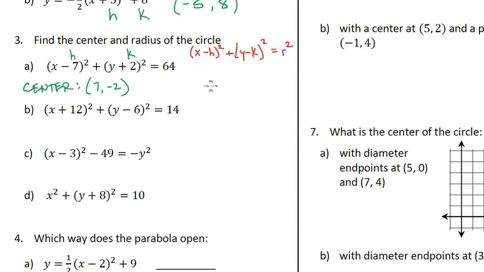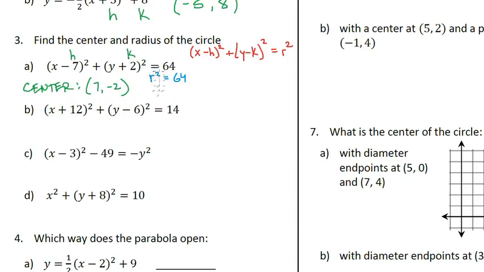And then the last question is, what's our radius? Well, if you take a look, 64 is equal to r squared. I can write that down right here. R squared is equal to 64 because this number represents r squared. Well, if that's the case, then to get r squared to just change to r, we square root it.